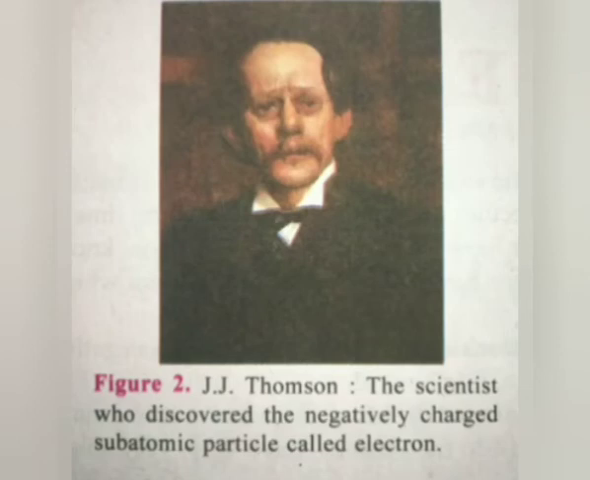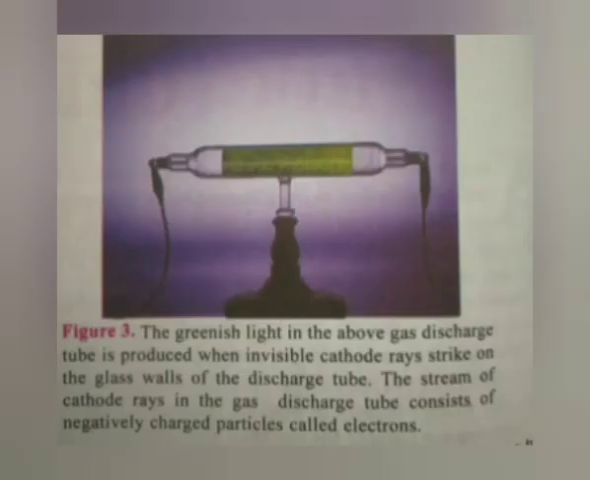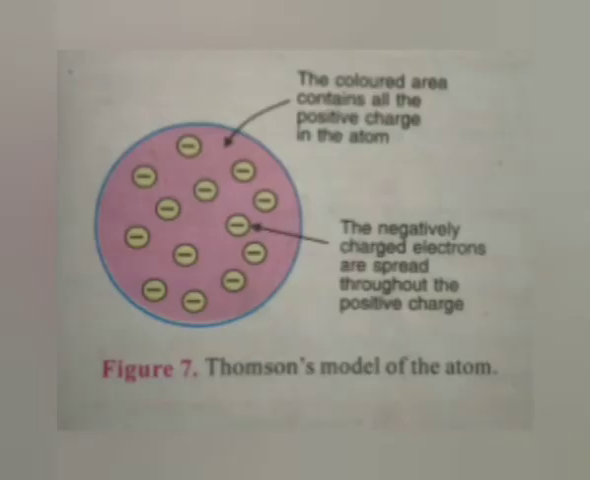This is the picture of J.J. Thomson, who discovered electrons. The discovery of electrons caused the failure of Dalton's theory. It proved that the atom can be further divided into much smaller particles. This is the picture of the apparatus used by J.J. Thomson for the discovery of electrons, known as the cathode ray tube, and this experiment is known as the cathode ray experiment. This picture resembles Thomson's model of an atom, in which the red part shows the positive charge sphere and the negatively charged electrons are placed or fixed in between.